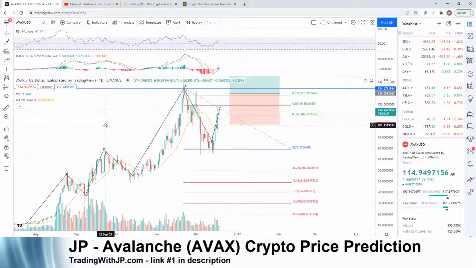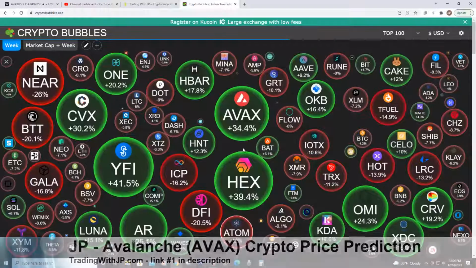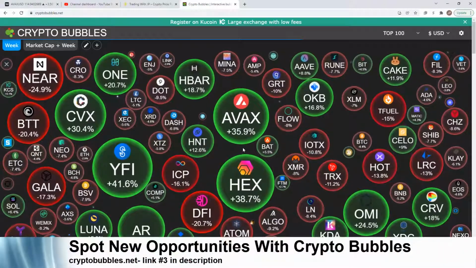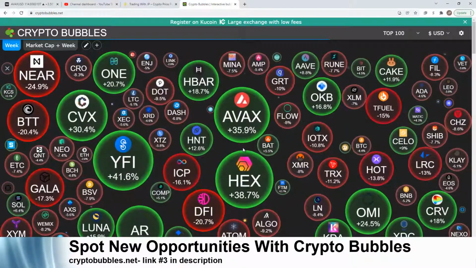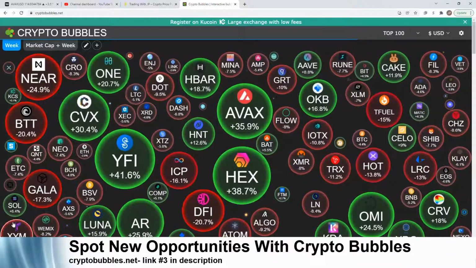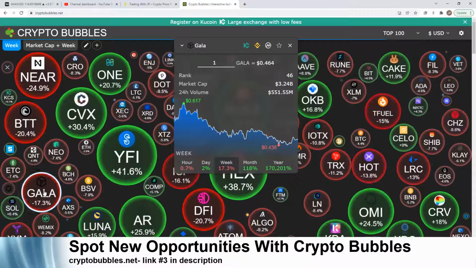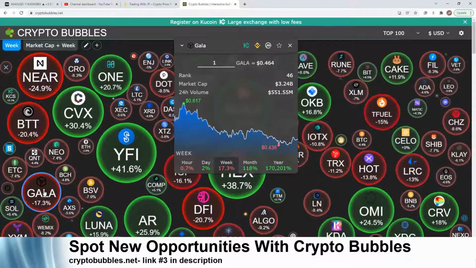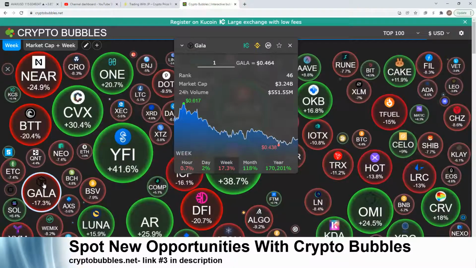And again, this is something that I probably would not have looked at had it not been for crypto bubbles. So let's actually do one more to give you an idea, but let's do something that's maybe having a sell-off right now. Let's go ahead and do something like Gala. I know Gala is really new, so it's going to be hard to look at it from the daily perspective. But let's see what we got.